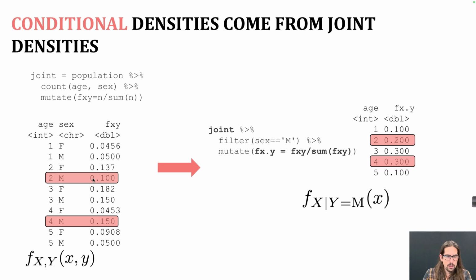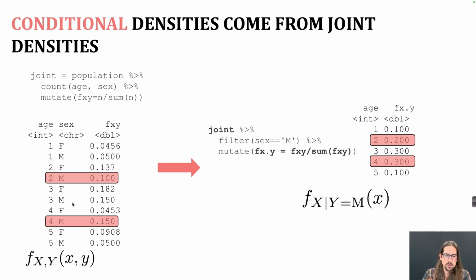So that is 0.1, 10%. So the percentage of people who are 2 and male relative to the total who are male is 0.1 divided by 0.5, 1/5, which is the same as 0.2. So that gives us this formula here, which I'm showing you in code.